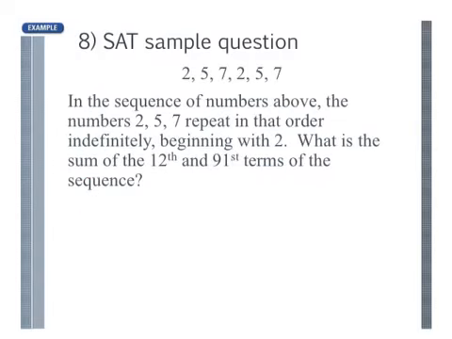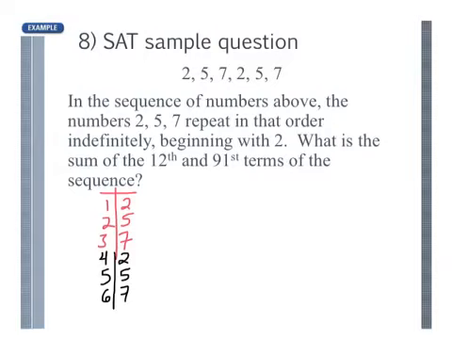This last example is also an SAT question. Please pause the video, try it on your own first. This is a tricky one. What you're going to want to do is figure out that there's a pattern. The first term is 2, the second term is 5, the third term is 7, and that pattern is going to repeat indefinitely. So in other words, the fourth term is going to be 2 again, the fifth term is going to be 5 again, the sixth term is going to be 7, and so on.